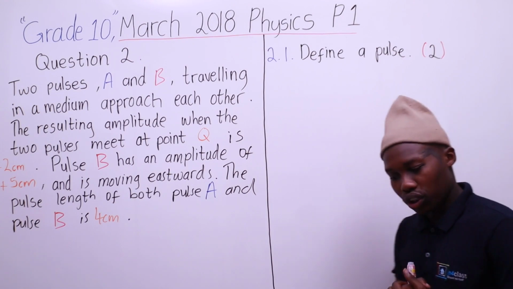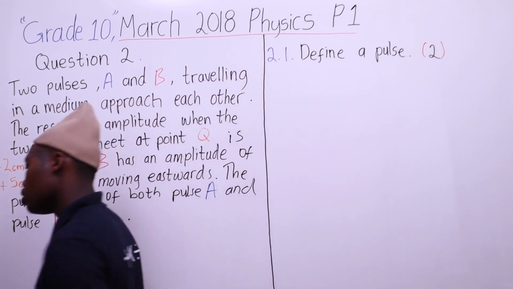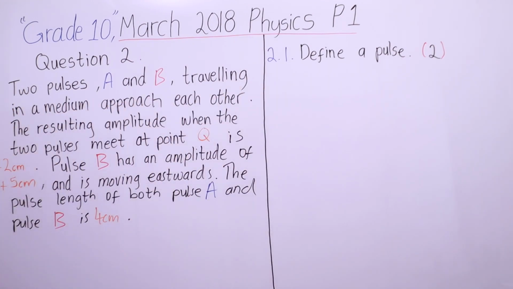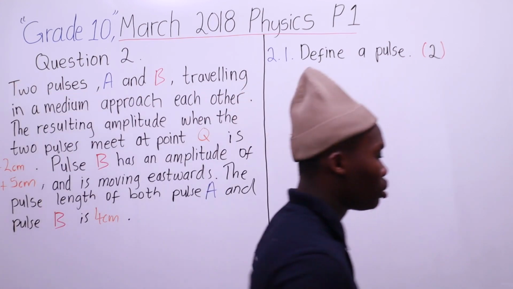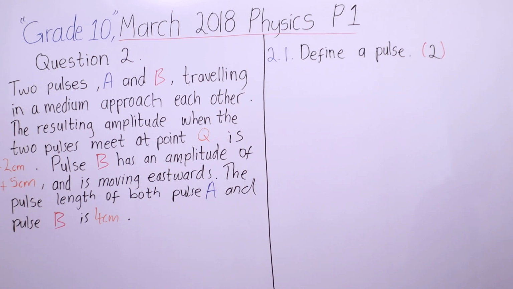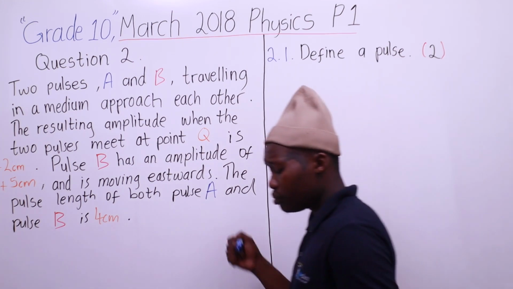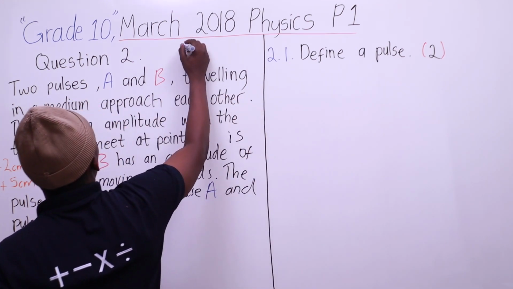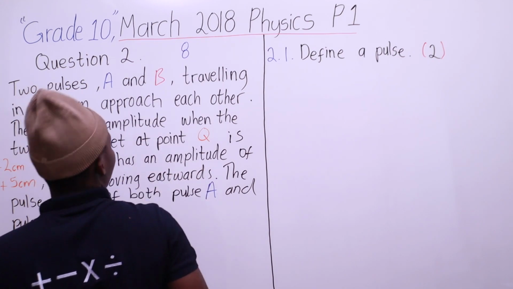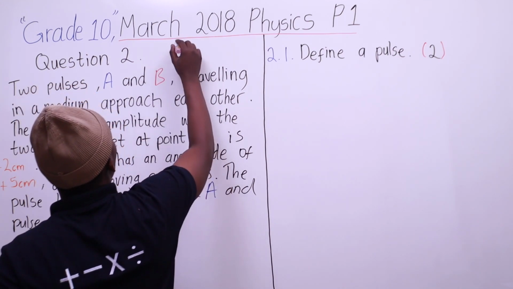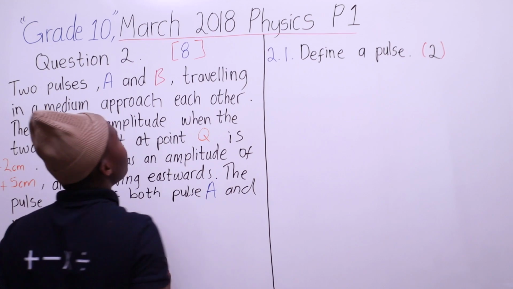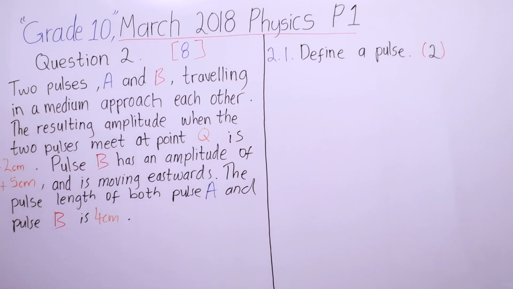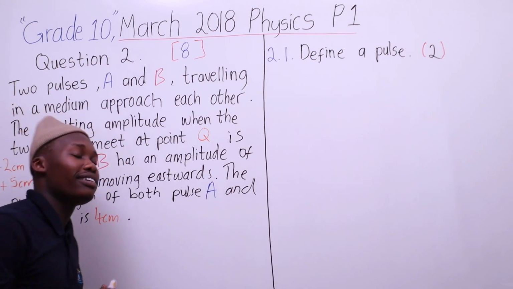Alright. Question 2 now. So here we have the marks. We make sure we get them all, complete. So here we have 8 marks on the line. The question is maybe not complicated, which means once we answer this one, we get another 8 and we have 16.